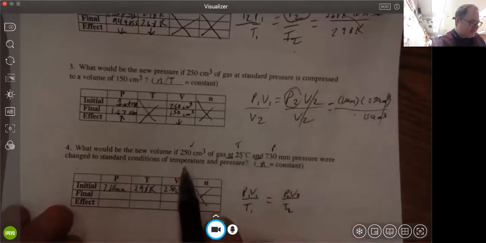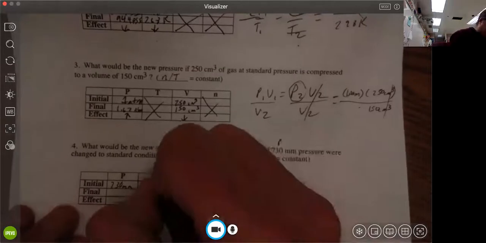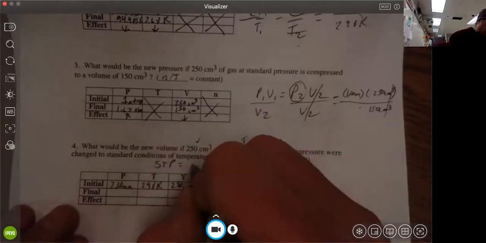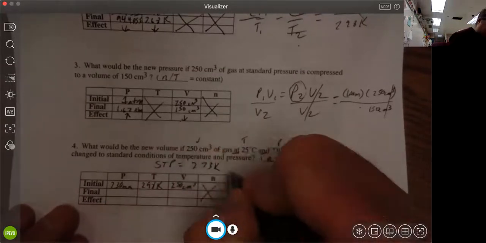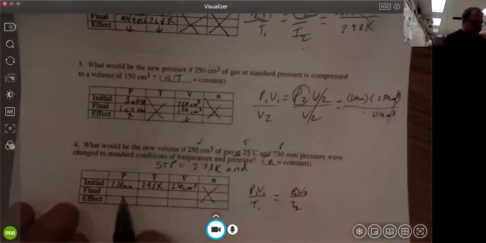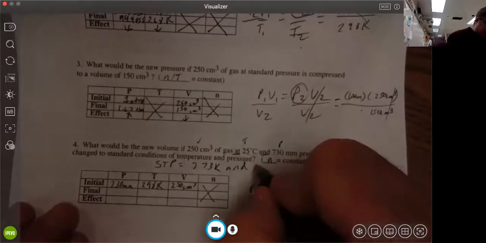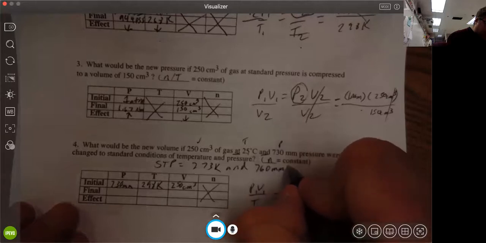We're changing to standard conditions. Well, STP equals 273 Kelvin, and for millimeters of mercury, it's 760 millimeters of mercury.